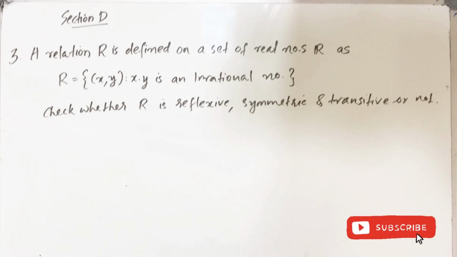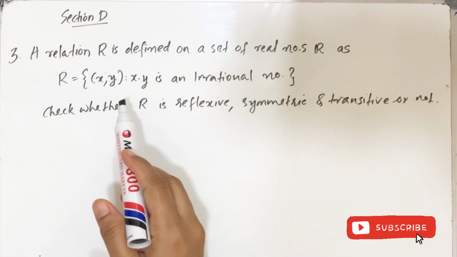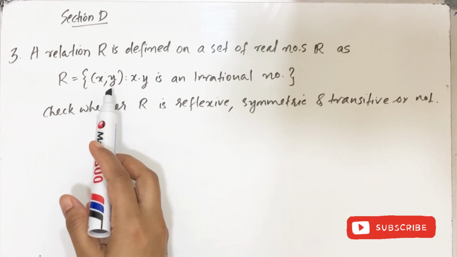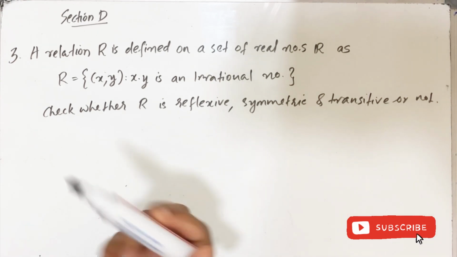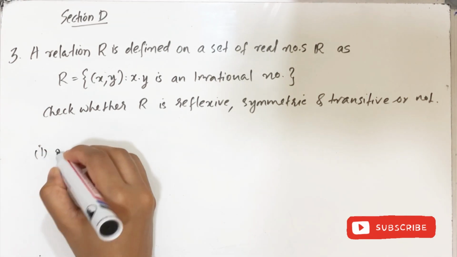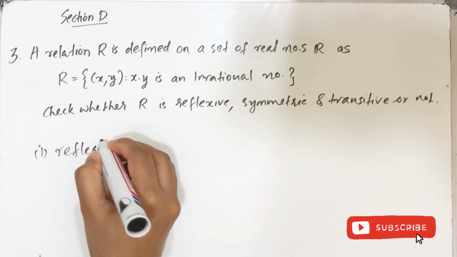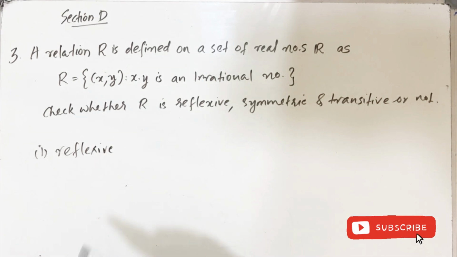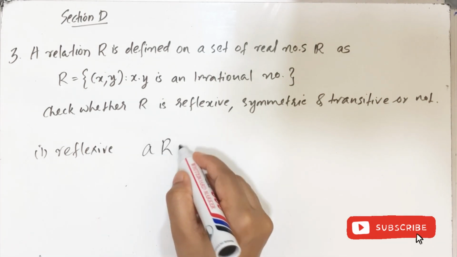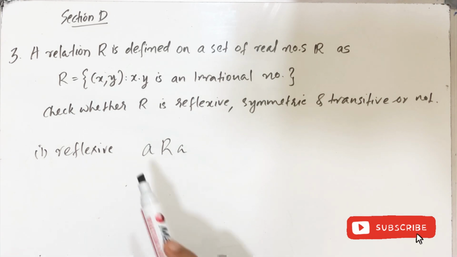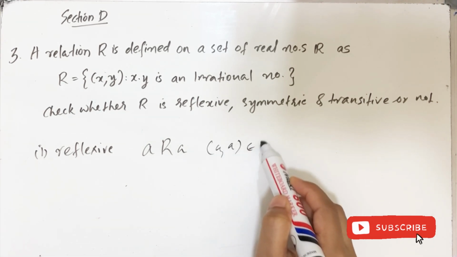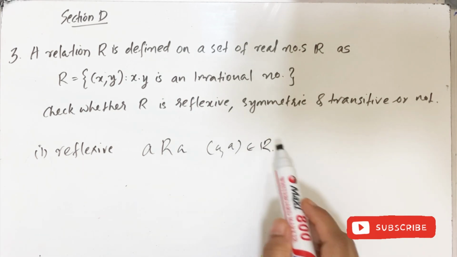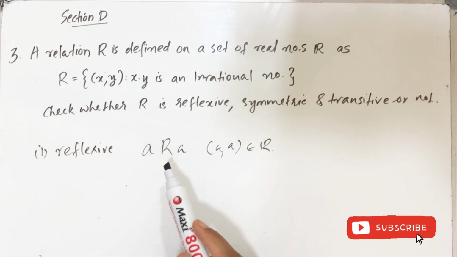Okay, what is the relation here? A pair of real numbers belongs to this relation if their product is an irrational number. So first you can check reflexivity. Reflexive means that each element is related to itself, that is, (a, a) belongs to R. So if I take any real number, is it related to itself?